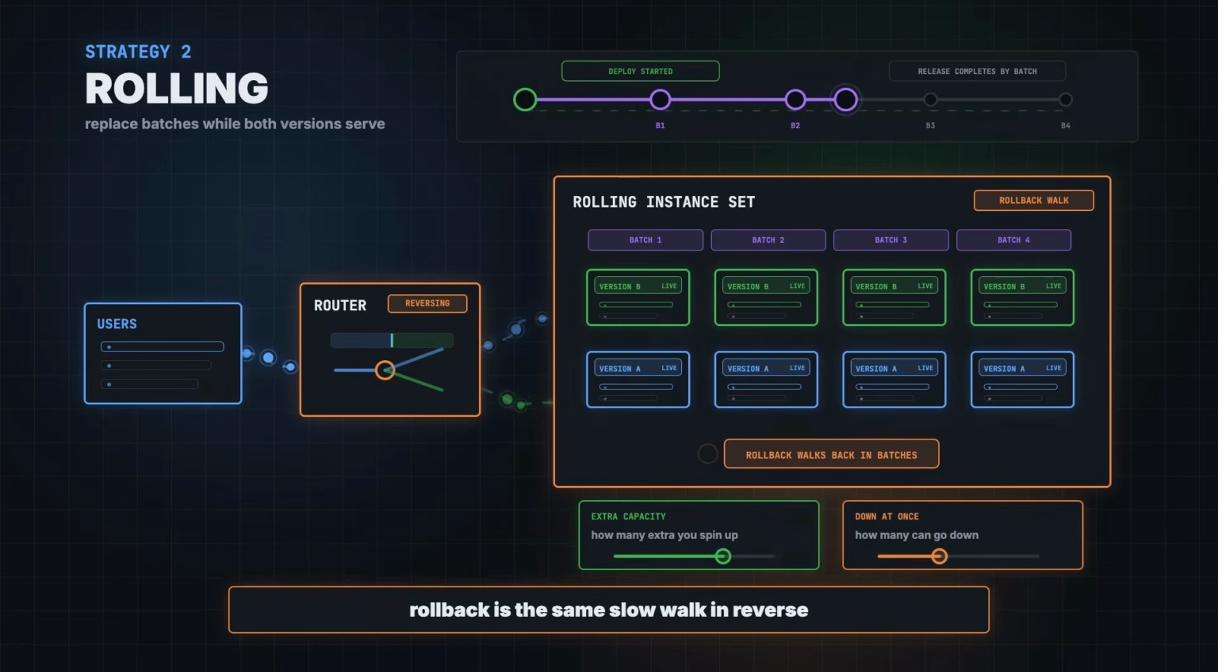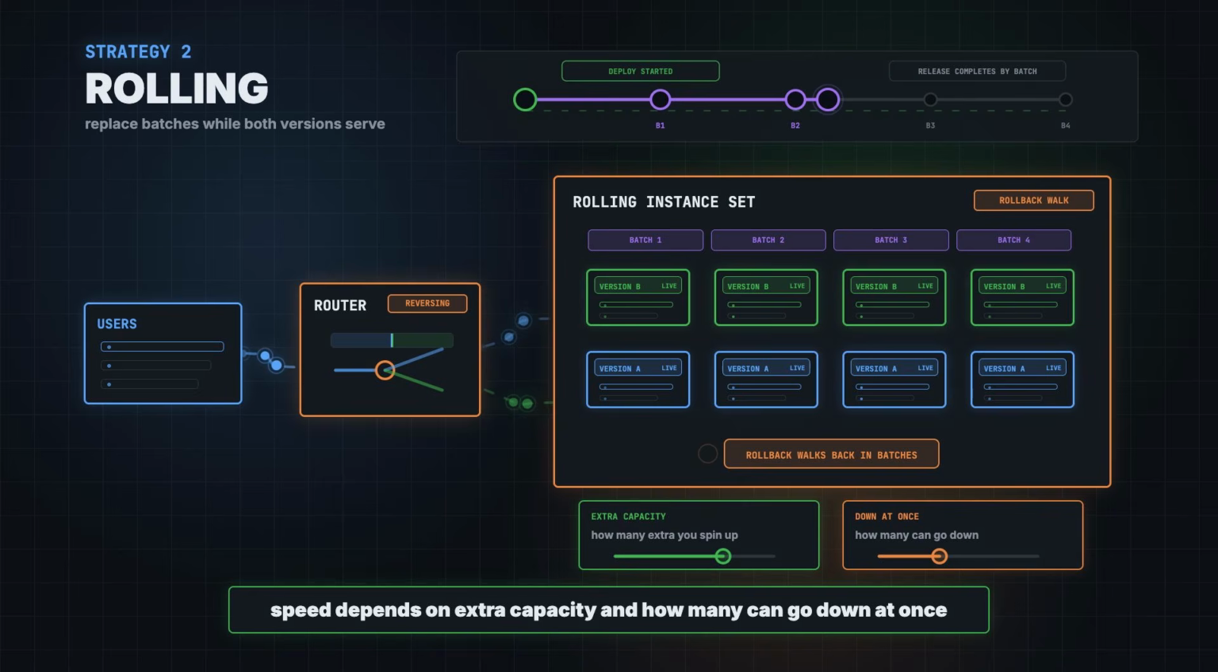Rolling gives you two knobs to tune. One is how many extra instances you spin up beyond your desired count. The other is how many you let go down at once. Turn those up and the rollout moves faster. Turn them down and you keep more spare capacity in reserve.